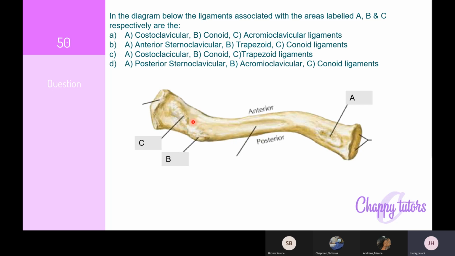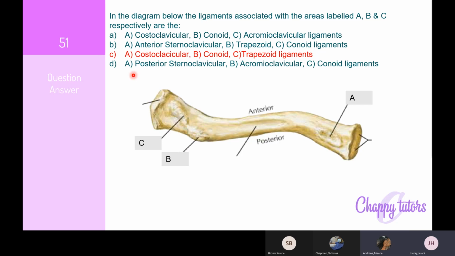B is the conoid tubercle, and remember I said the conoid tubercle allows for the conoid ligament to attach. C is the trapezoid ridge, and allows for the trapezoid ligament to articulate with what is known as the coracoid process on the scapula, but we'll get into that just now. So C is the trapezoid ligament and B is the conoid ligament. So the answer is actually C.